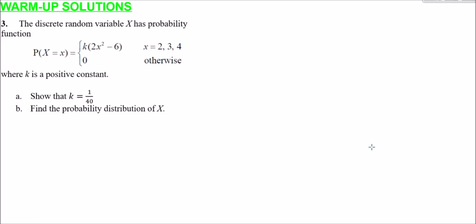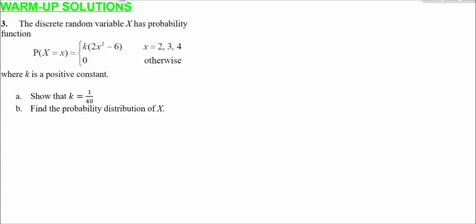Warm up question 3. We've got a discrete random variable, big X, with the following probability function. So probability that the particular variable takes a specific value, little x, equals the following. It's only defined for x, little x being 2, 3 or 4, and 0 probability elsewhere. We have to show that k equals 1/40th.